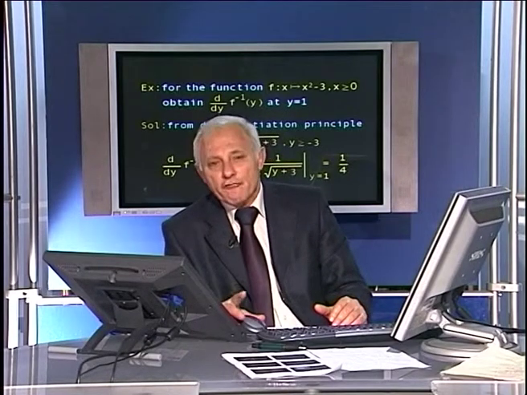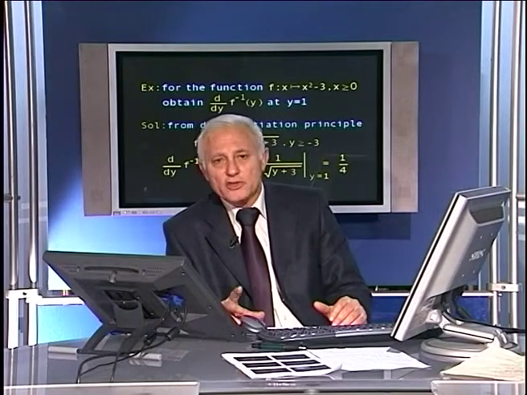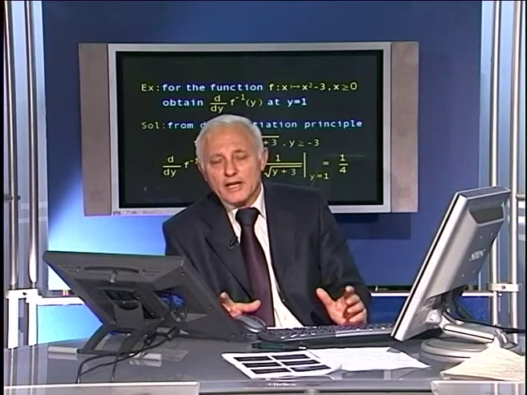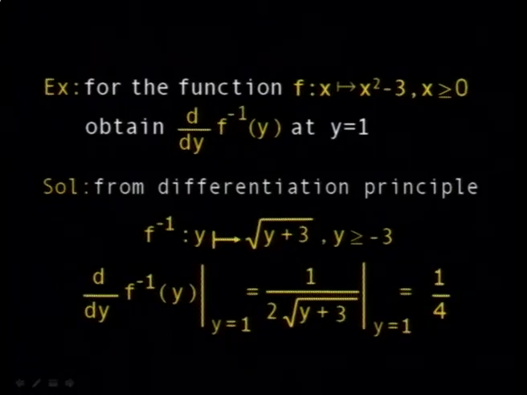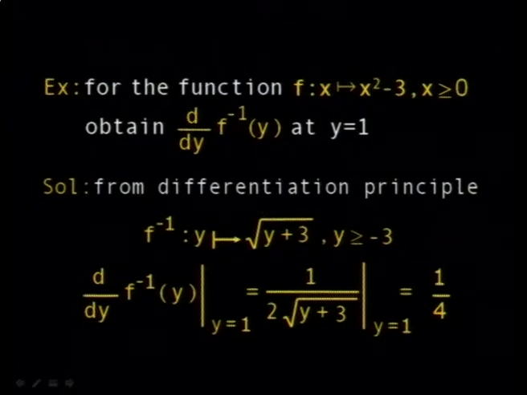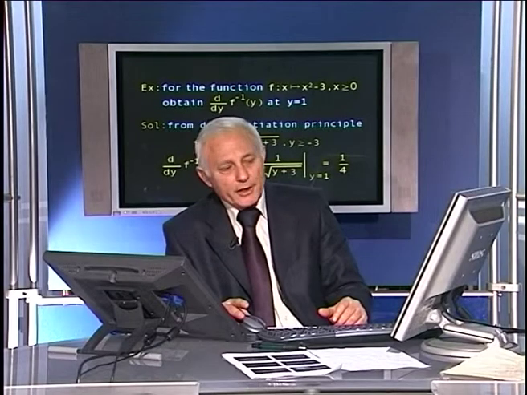But then you wish to calculate the derivative of the inverse function. Now, the inverse function of this function is what? All you have to do, you get x as a subject in terms of y. Y is equal to x squared minus 3, and therefore x is equal to the square root of y plus 3. And here you have y greater than or equal to minus 3, since x is greater or equal to 0. And you wish to calculate the derivative of x in terms of y.